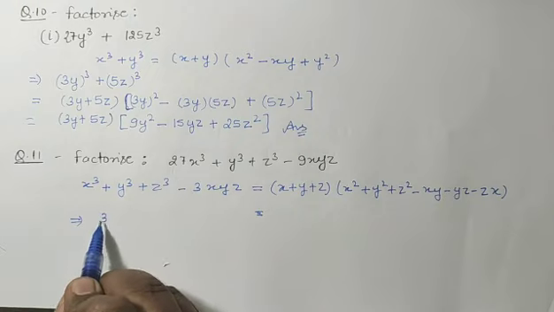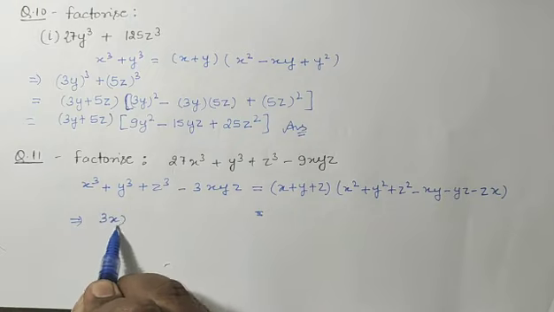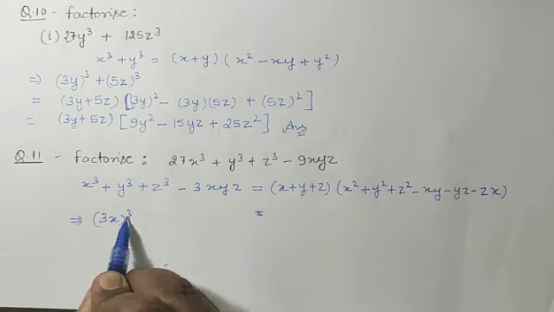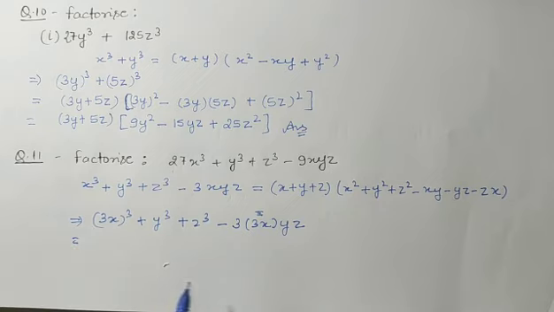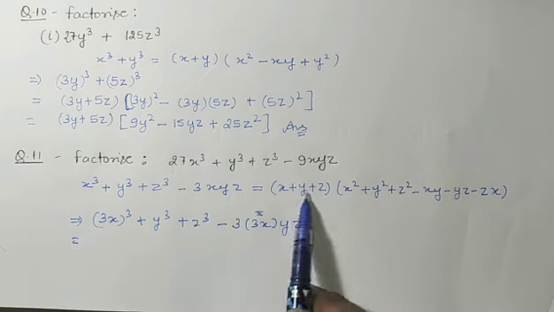27x cube you can write as (3x) whole cube. 27 is the cube of 3, y cube is like this, and z cube is like this, minus 9xyz. So here it is minus 3xyz, so minus 3. At the place of x 3x is there, at the place of y, y is there, and at the place of z, z is there. Now you can write this step like this.